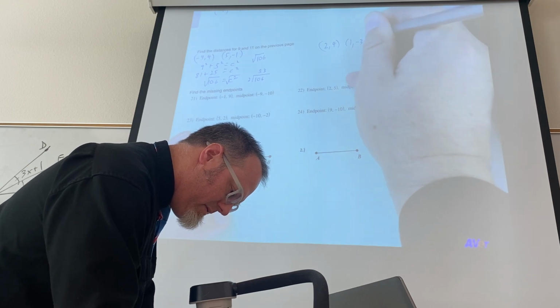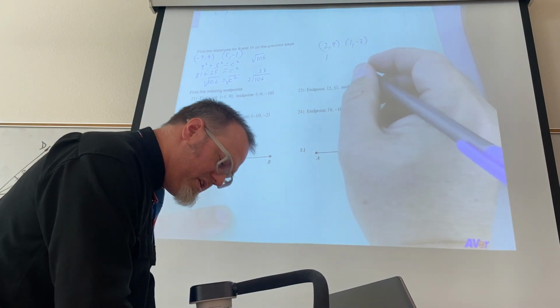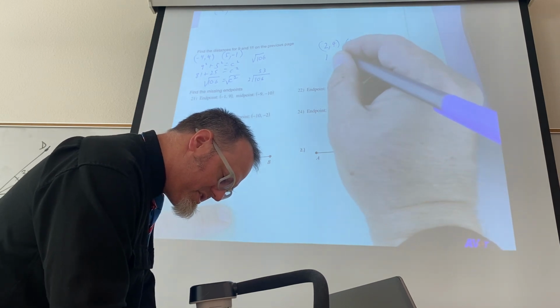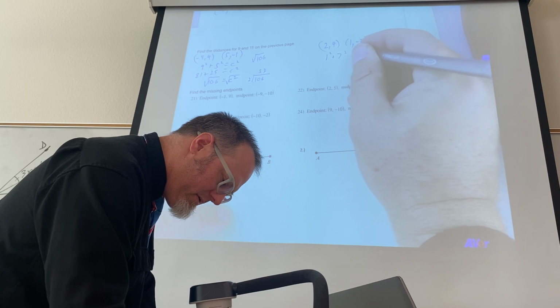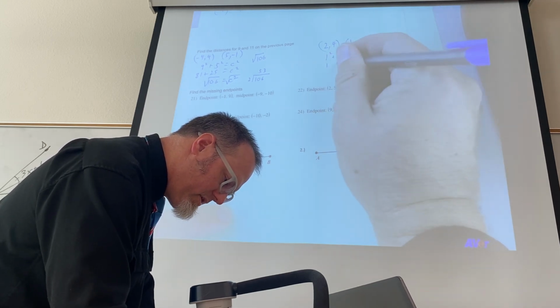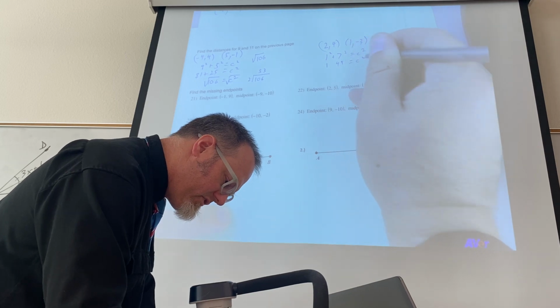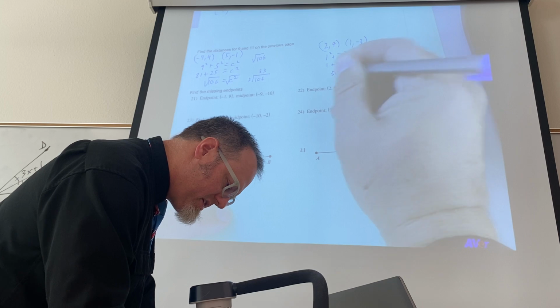1, negative 3. From 2 to 1 is 1. From 4 to negative 3 should be 7. So I'm going to square both of these, add them together, and get c squared. 1 squared is 1, 7 squared is 49, and that's c squared. So that's 50 is equal to c squared, and I'm going to take the square root.